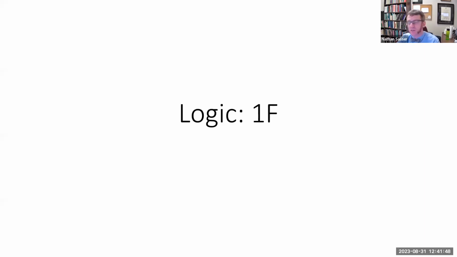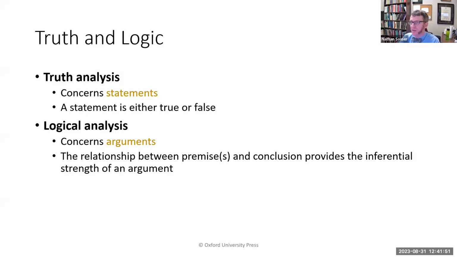Okay, in this video, we're going to talk about section F of chapter 1 of Baronett's logic textbook. Now, the main point of this section is to distinguish between two ways in which we can analyze an argument. First of all, we can analyze whether or not the statements in the argument are true or false. That's called truth analysis. But actually, even before we do a truth analysis of an argument, we want to do a logical analysis. And the logical analysis has to do with the relationship between the premises and the conclusion, regardless of whether those statements are true or false.